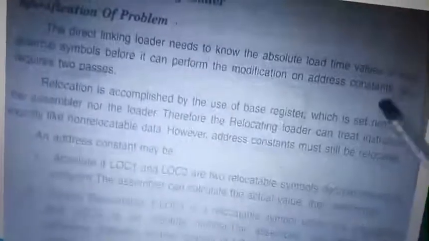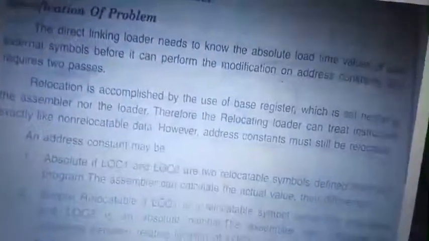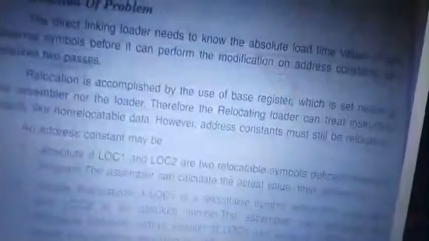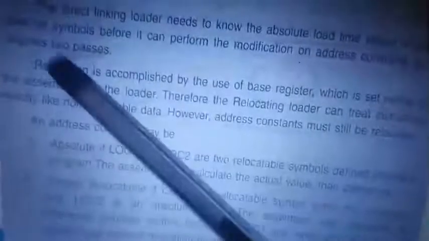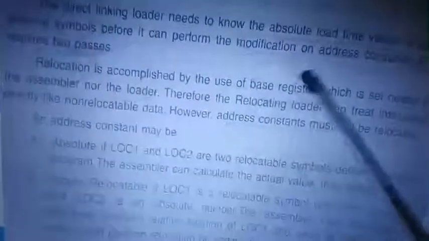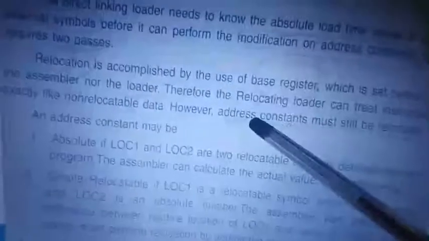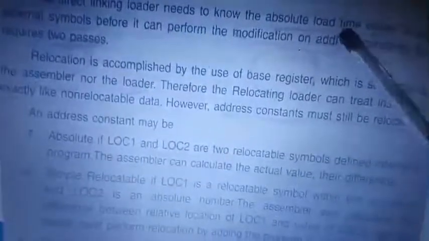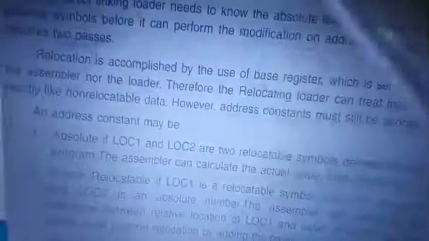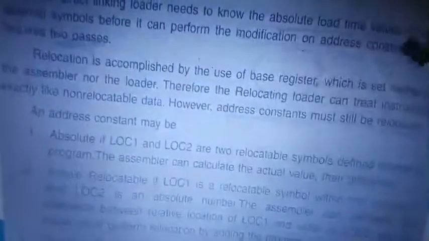To perform this, we use a two-pass algorithm. Clear? So what are the things in the two-pass algorithm? Relocation is always done using a base. For example, 900 and then 941 is the base. Similarly, in the second program, 200 and 515 is the base, so that it can get the next line address. Using a base register, it is done, which is set by the assembler or a loader.